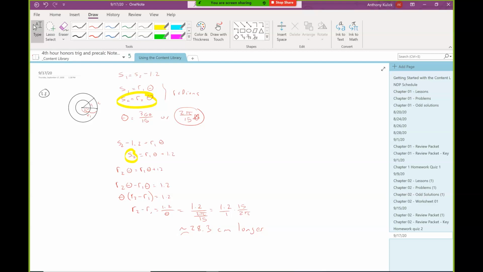Okay, so the smaller one is 1.2 less than the big one. So I did that, and then I added that over, and then I rearranged those. And the difference between the big one to the little one should be that, divided by 15 is that number. Which is that.